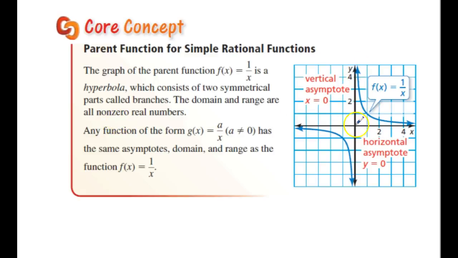You'll see that I have asymptotes. And asymptotes are lines that the graph approaches but never actually touches. So I see I have an asymptote at y equals 0, and I have an asymptote at x equals 0, right? So my axes are my asymptotes for this parent function. So any function of this form, where a is not 0 and a is in my numerator, has the same asymptotes, domain, and range as my parent function. As long as I don't have an h or a k, my asymptotes are going to stay x equals 0 and y equals 0. And the graph will always approach them but never actually touch them.